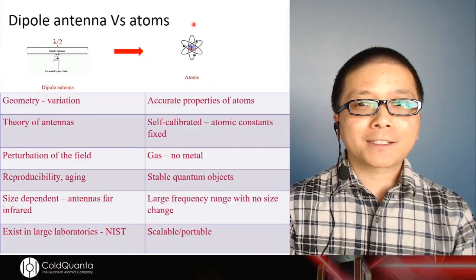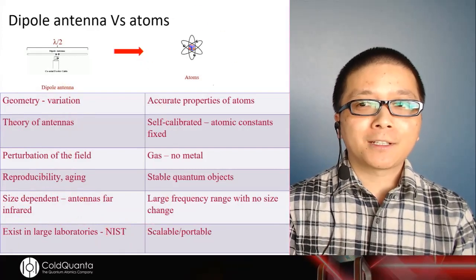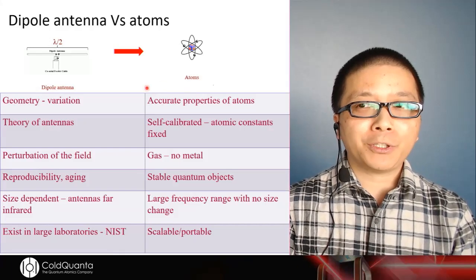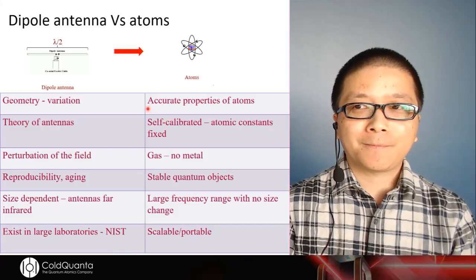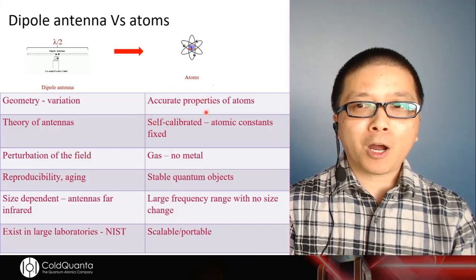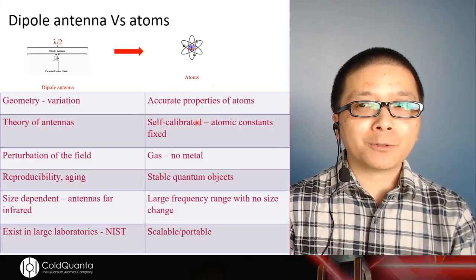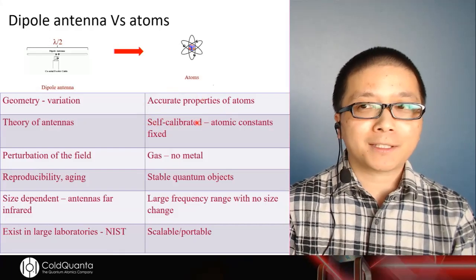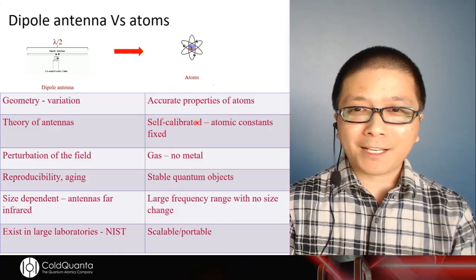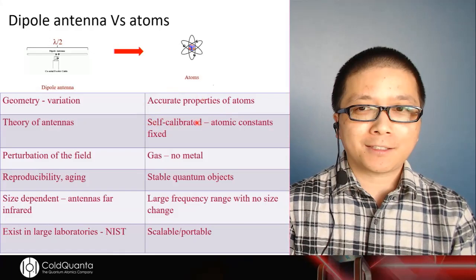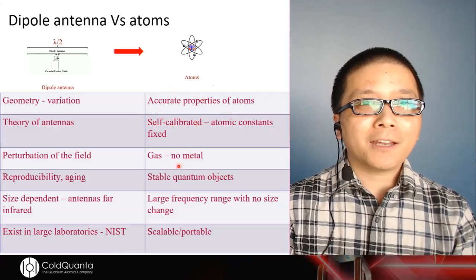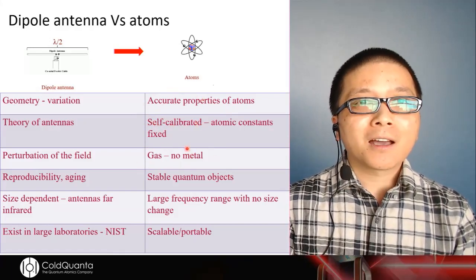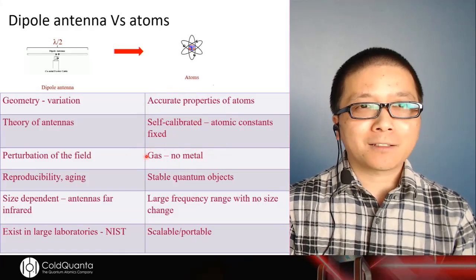Atoms have many critical features in the sensing area. People are thinking if atoms could be used as microwave detectors. Atoms have accurate properties. The measurements using atoms link to fundamental constants of physics, which can lead to self-calibrated devices or features. And these atoms are in dilute atomic gas, which is free of metal, so they will not disturb the field.